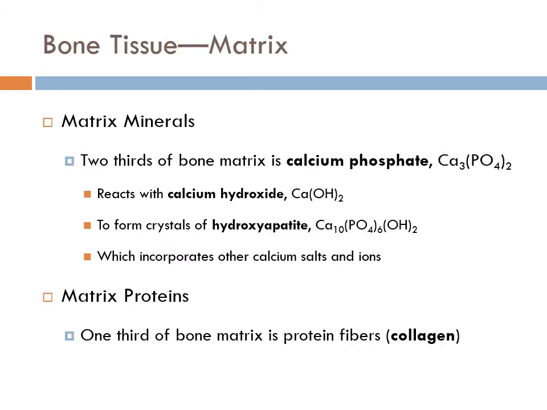Bone tissue is made up of minerals and proteins. The minerals make up about 2/3 of the bone, and it's mostly hydroxyapatite, which is the combination of calcium phosphate and calcium hydroxide. So just know that the mineral matrix of bone is mainly hydroxyapatite crystals. And then the proteins are made up of collagen fibers, and the collagen makes up about 1/3. So 2/3 are calcium and mineral deposits, and 1/3 of bone is collagen proteins.